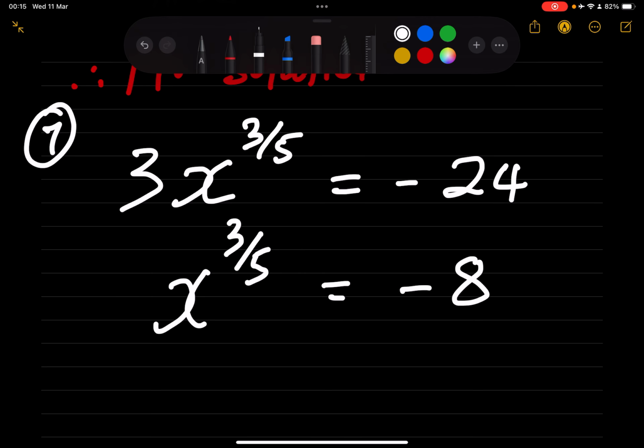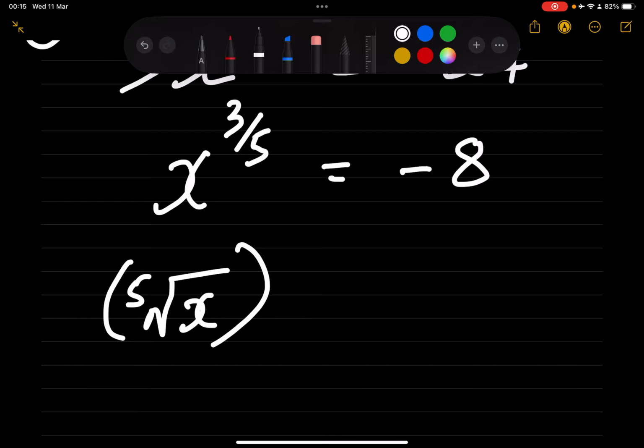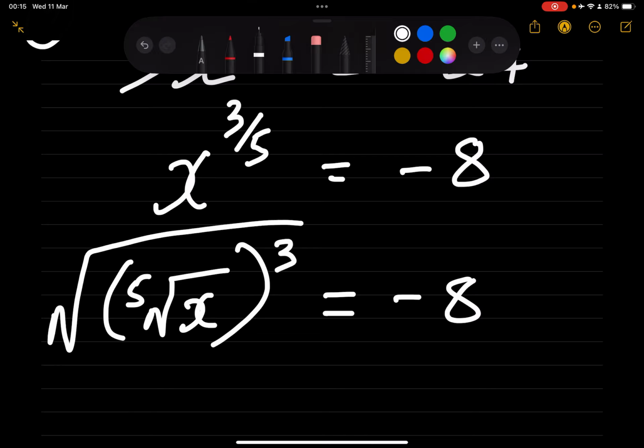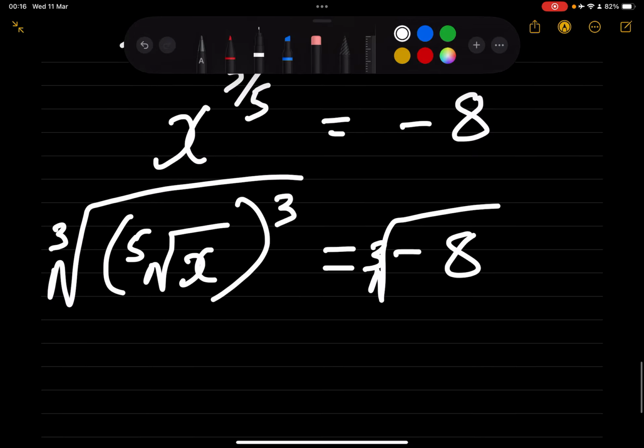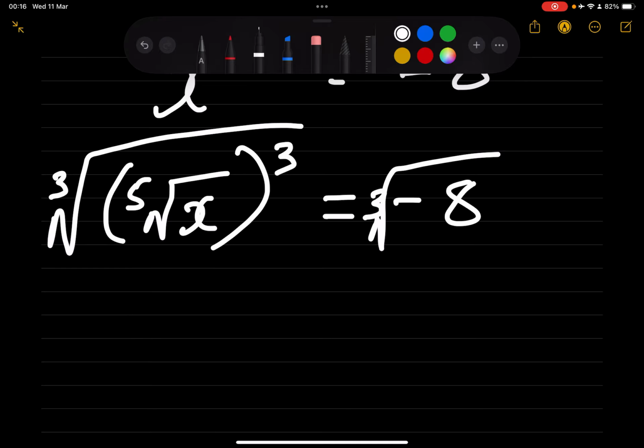Now we convert to a root. The root is 5 and the power is 3, equals negative 8. Now we're going to cube root both sides to remove the power of 3. And when we cube root, we don't put plus minus because it's an odd number. On the left, we're left with the fifth root of x. The cube root of negative 8 is negative 2.